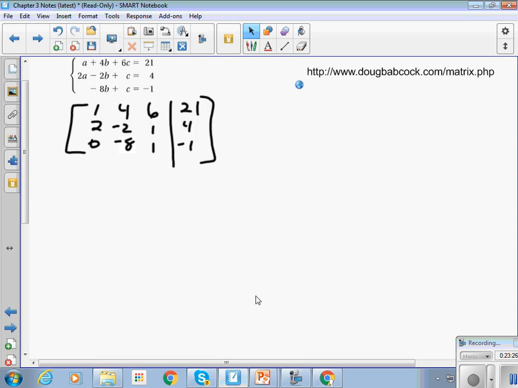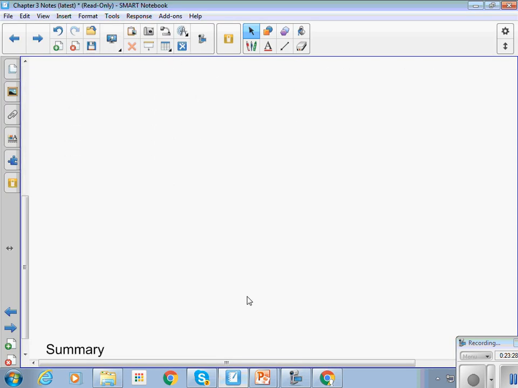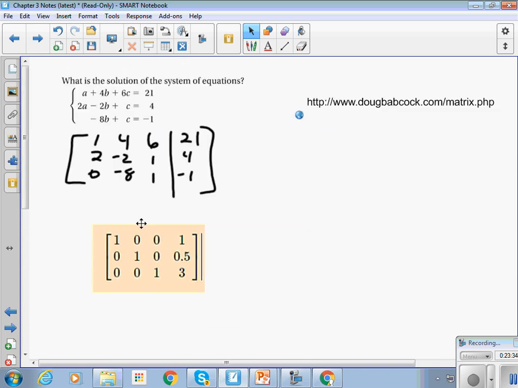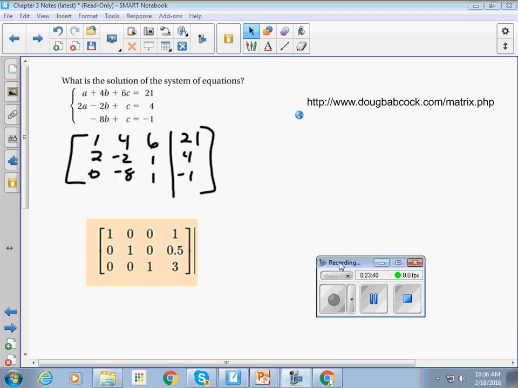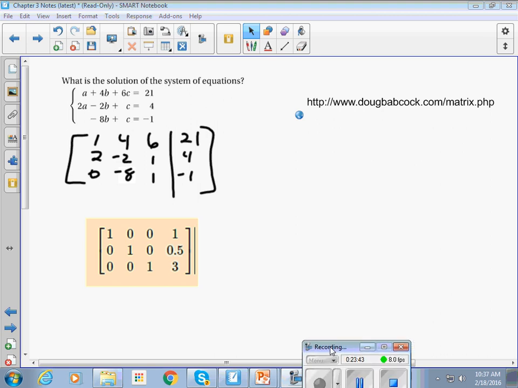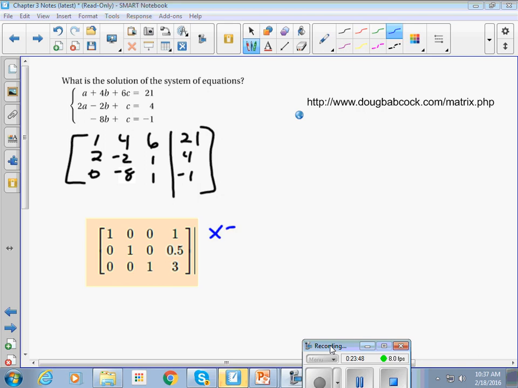Will we be able to use that website as context? Not for every part of it. On some problems you will be able to use the matrix calculator, but on some of them you'll have to do it the old-fashioned way. Okay, so we let the calculator figure out that x is equal to 1, y is equal to 0.5, and z is equal to 3.